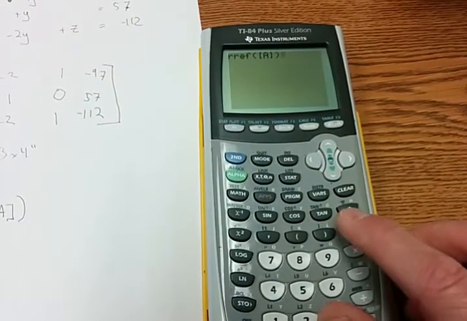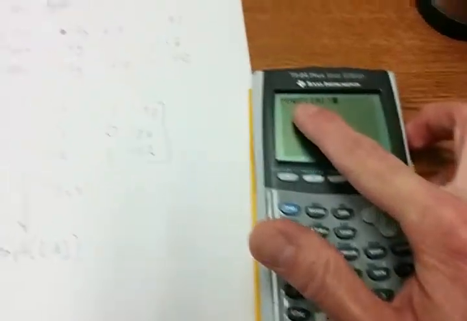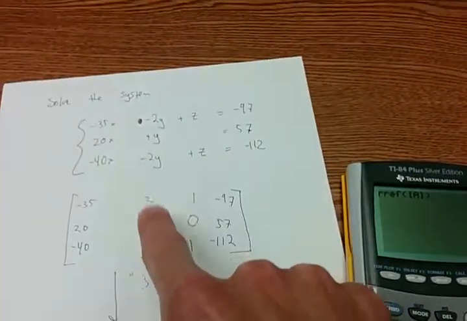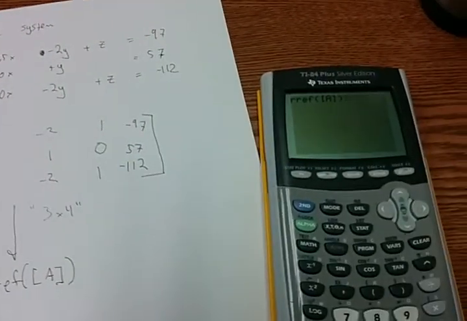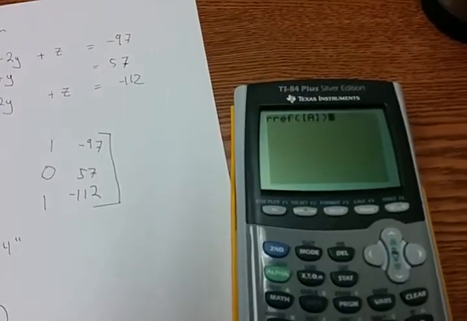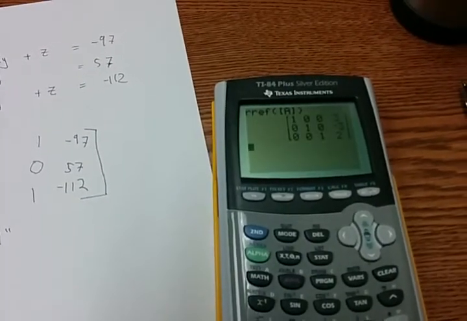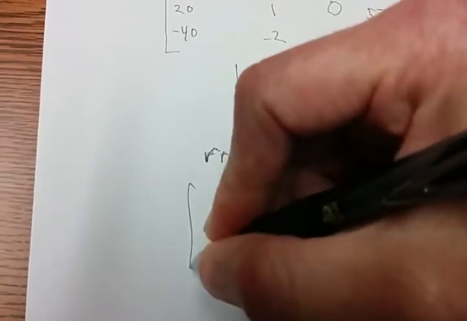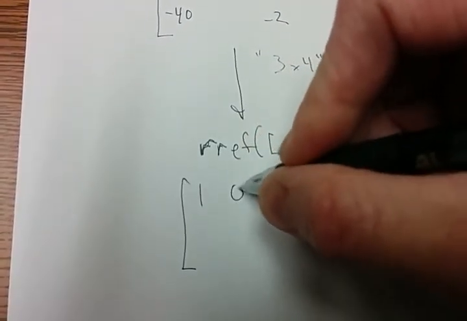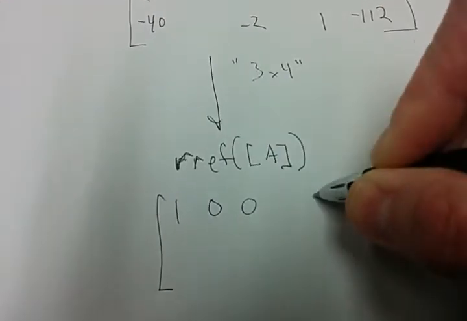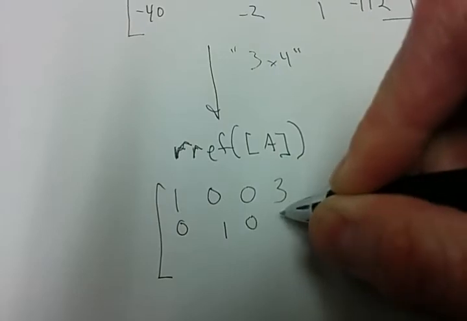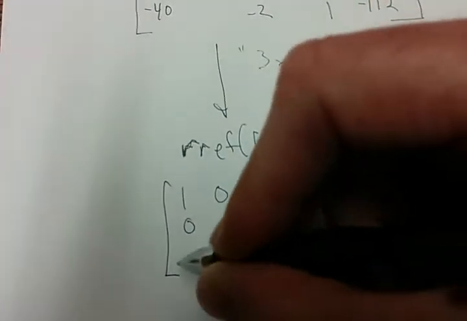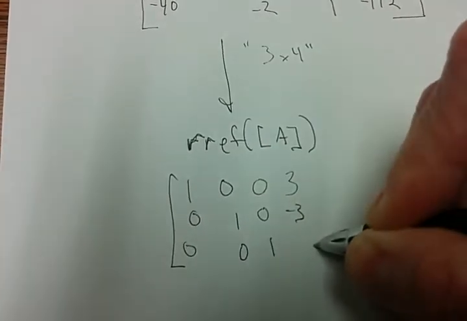And I'll put a closing parenthesis there. And once I press enter, it's going to solve the system of equations associated with this matrix. And unlike you, which might take 15, 20 minutes to do, or at least 5 or 10, it's going to do it instantly. So I press enter, and that's what it gives me. Okay, so it gives me this matrix, and it just spits it out to the screen, but let me write it down here. 1, 0, 0, 3, 0, 1, 0, negative 3, 0, 0, 1, 2.